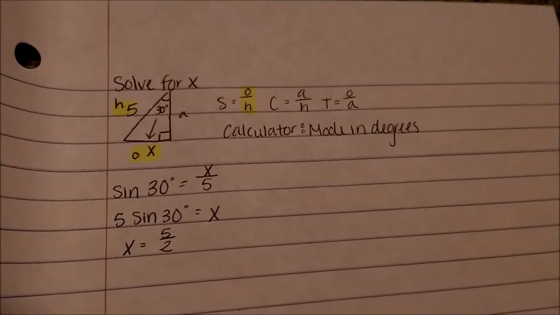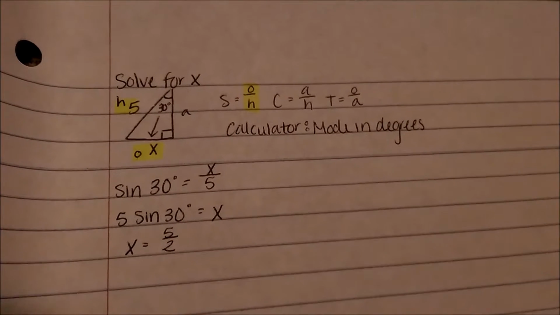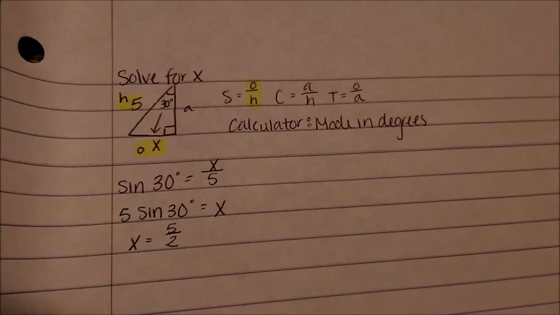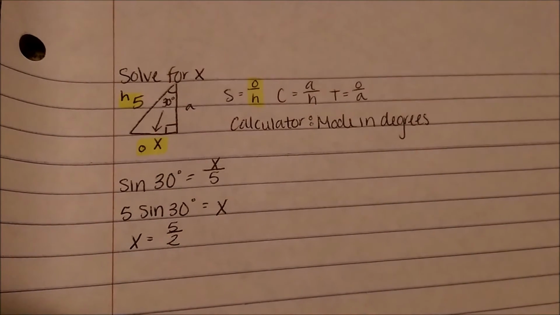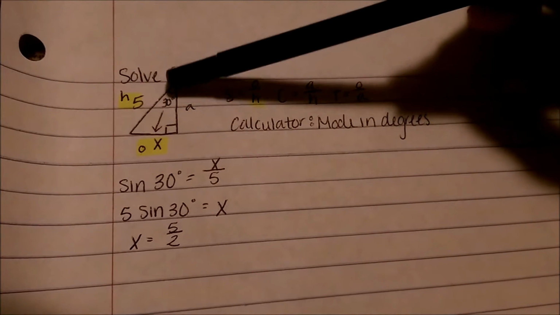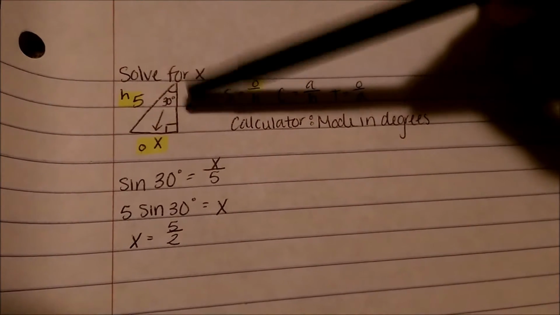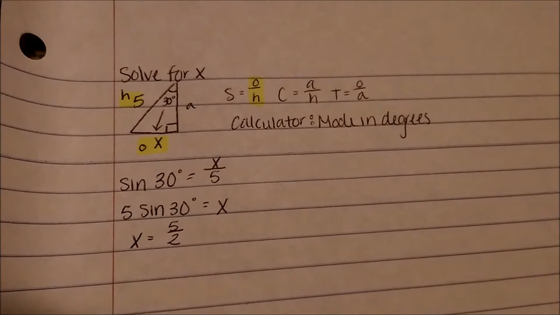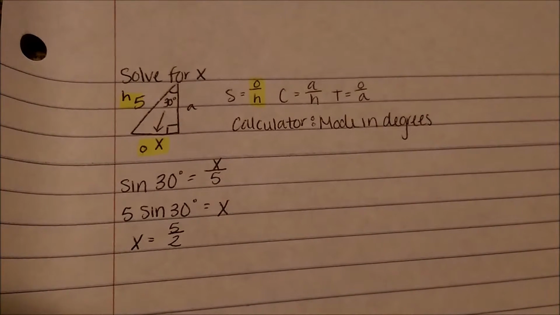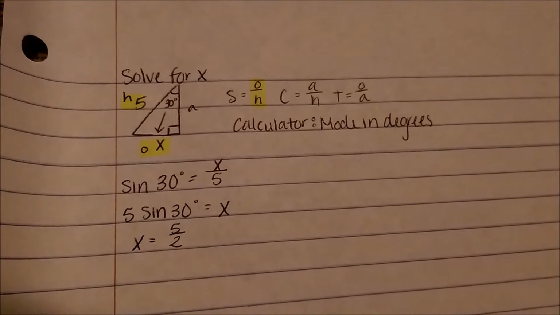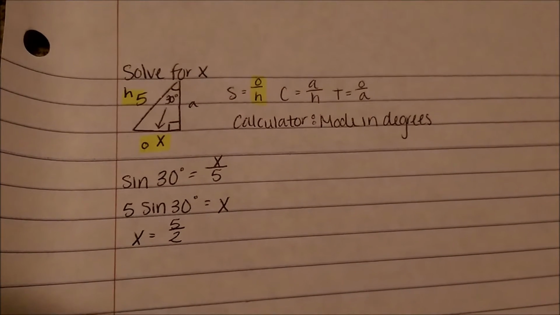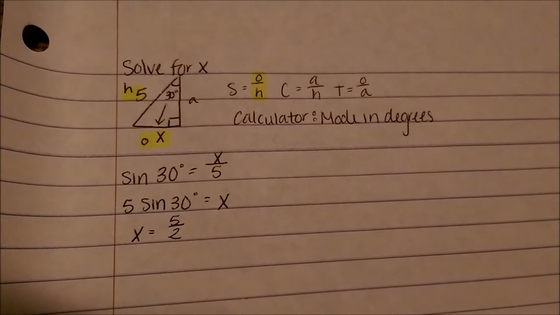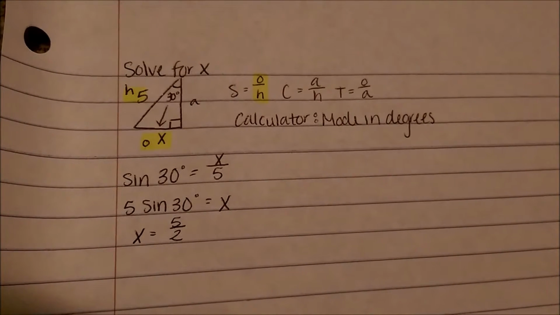Let's take a look at this first problem. We are asked to solve for x. Across from the angle given would be your opposite, which would be right here. The one next to the angle would be your adjacent, and the other side would be your hypotenuse, which is the longest side. So now you take a look at what's given and what you need to find. You have your hypotenuse, which is 5, and you're asked to solve for your opposite, which is x.